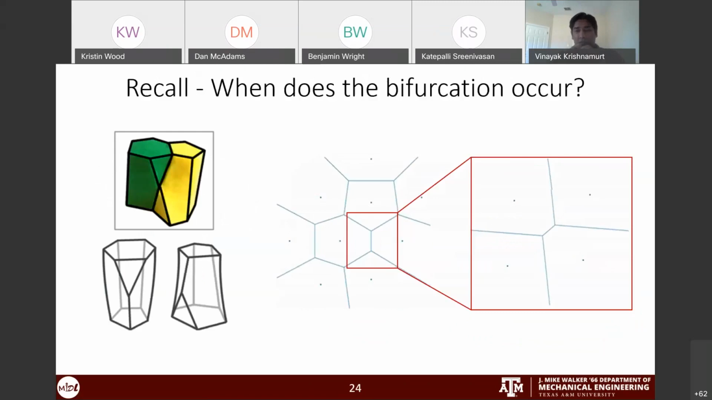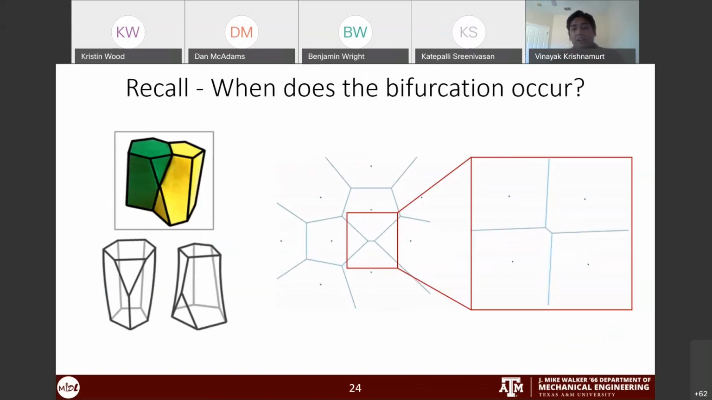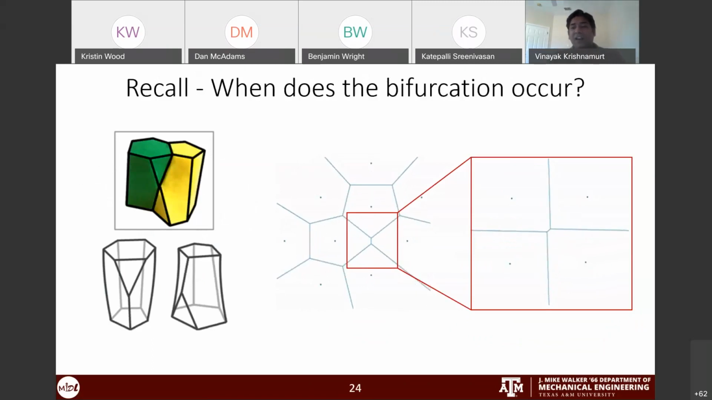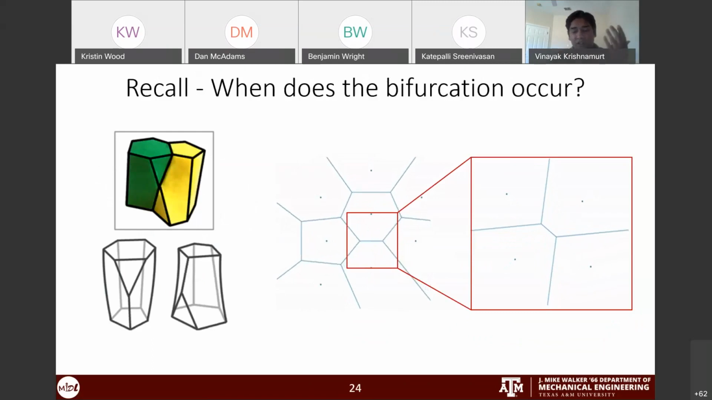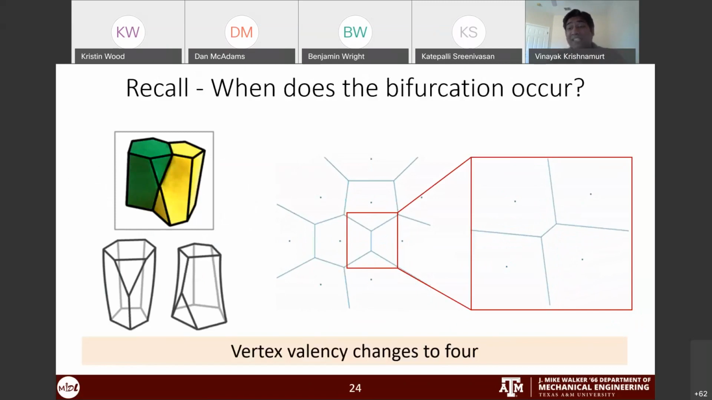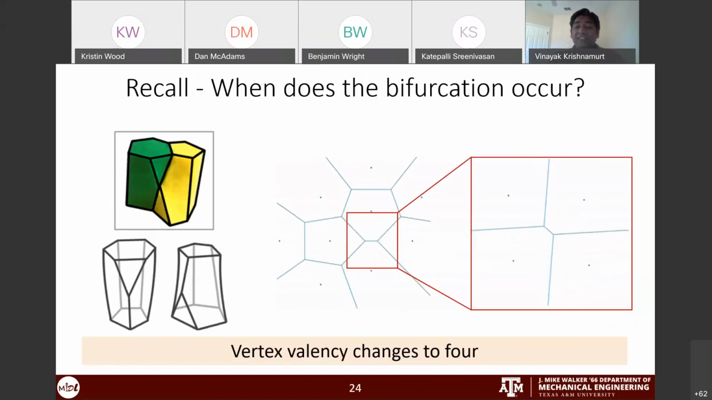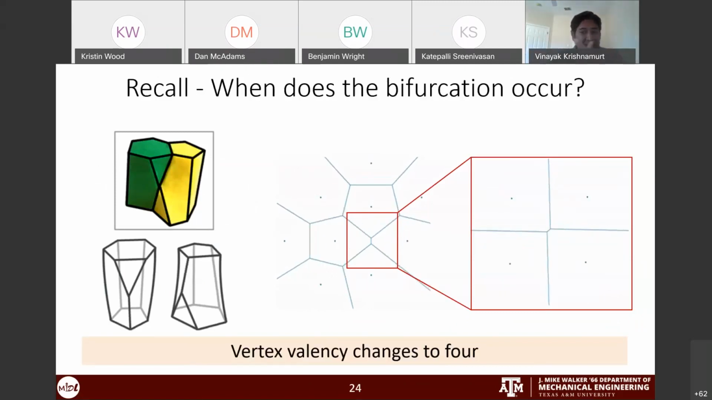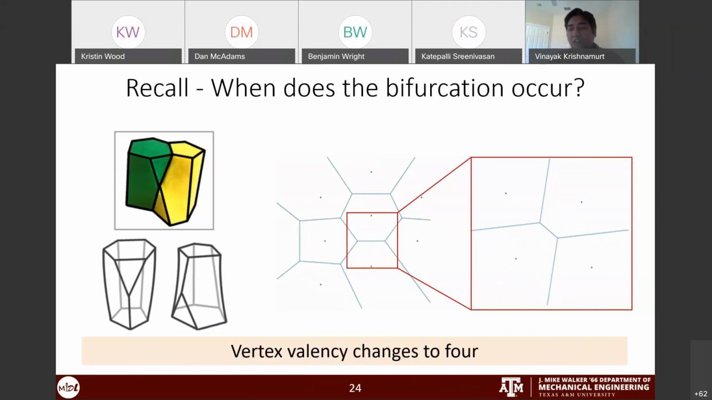Okay, so if we go back to our very first observation, right? We started with this bifurcation. We figured out, okay, something happens because of the topology change in Voronoi. What specifically happens is that the vertex valency is changing to 4. So one edge is collapsing and then it is expanding in the other direction, which means that at that very moment, the valency of the vertex is 4.